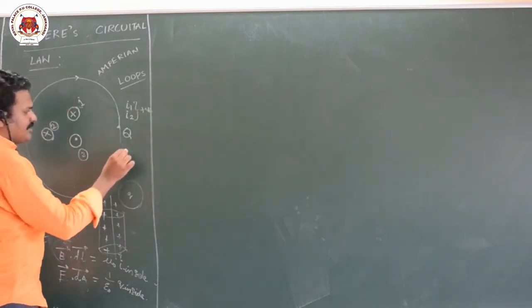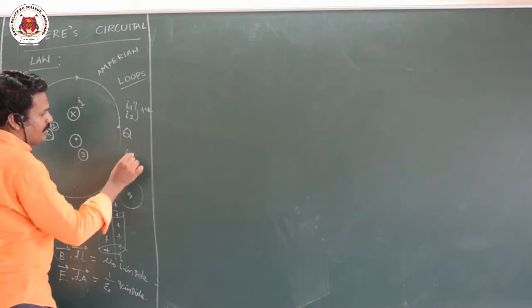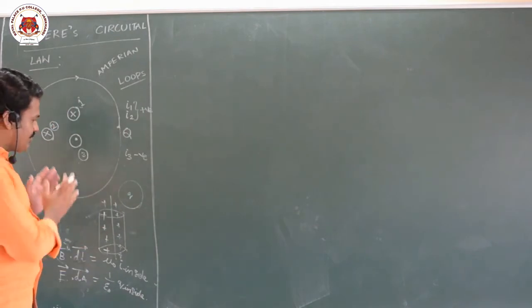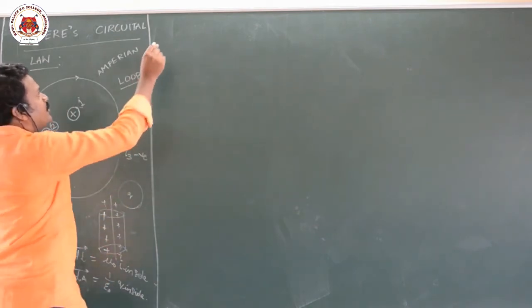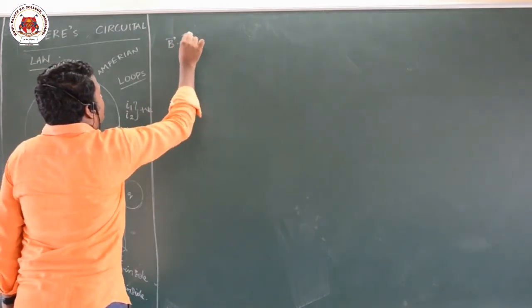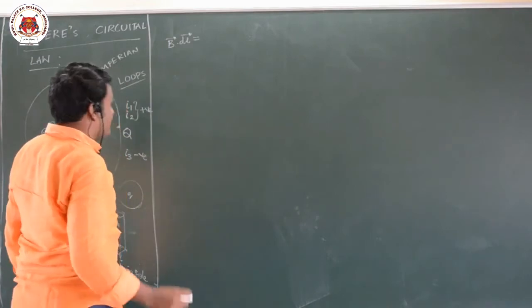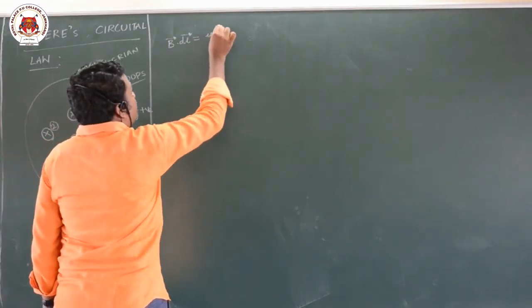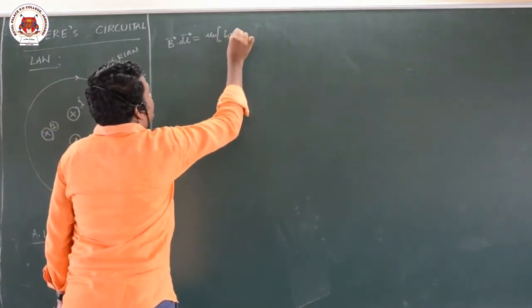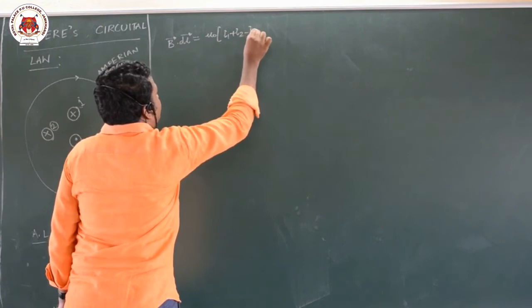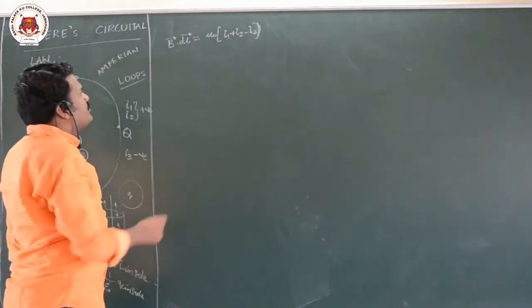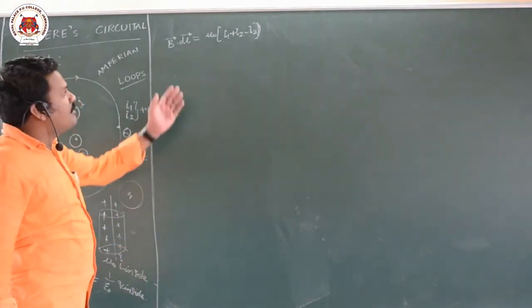If you take I3, I3 will be negative. Then what is the net current present inside this loop? According to Ampere's circuital law, the line integral of B bar dot dl bar is equal to mu naught times (I1 plus I2 minus I3). This is the current present inside. From this you can find B.